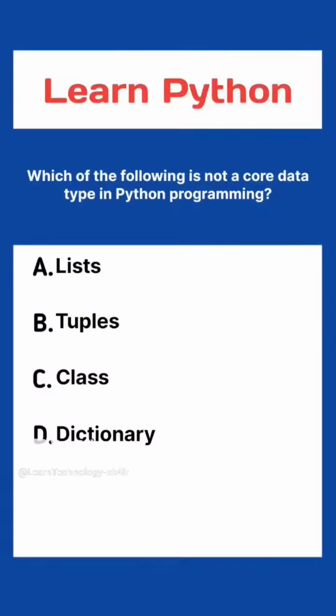Which of the following is not a core data type in Python programming? The correct answer is option C. Class is a user-defined data type.